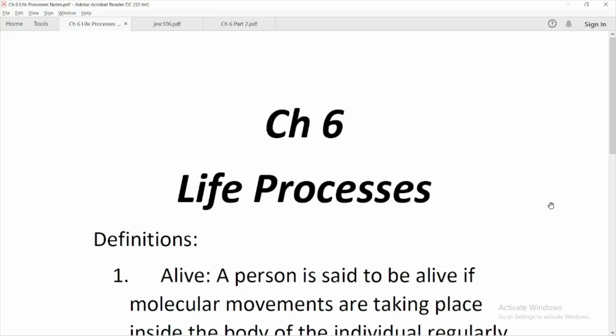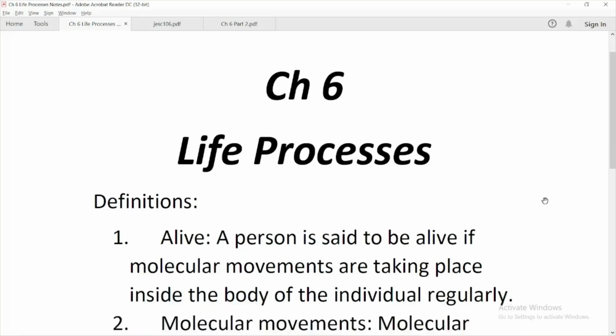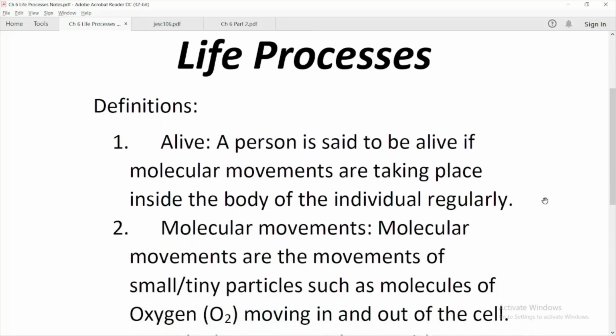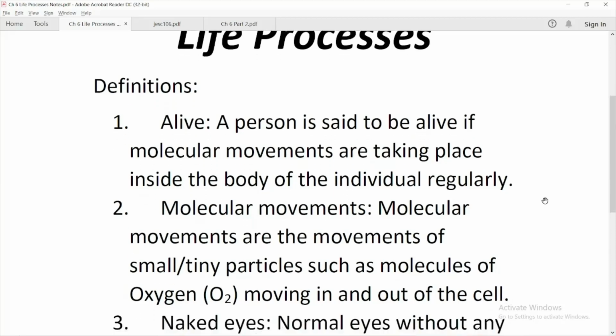What are life processes? Life processes generally are the activities that a person performs to live a life. Okay, so let's first get through some definitions. Alive. When do we call a person alive? A person is said to be alive if molecular movements are taking place inside the body of the individual regularly.